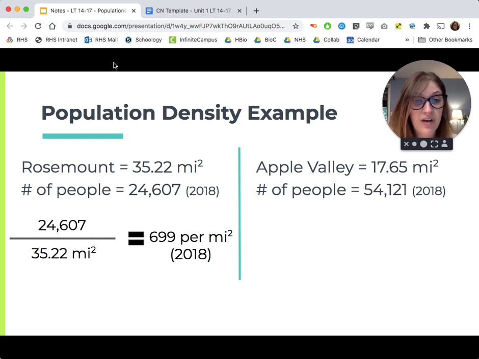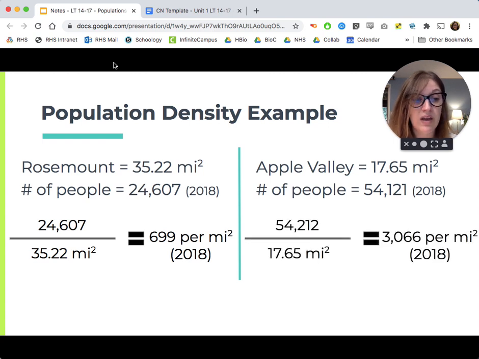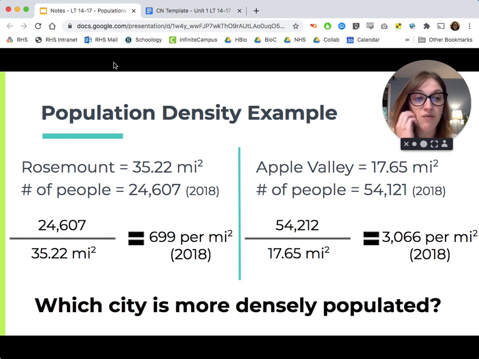Let's take a look at Apple Valley in comparison. Apple Valley is much smaller, it's less than 18 miles, and there were 54,000 people in 2018. So if you do the math, you can find that there were 3,066 people per mile squared. So the question you might ask, if you were a population ecologist or maybe an urban planner, is which city is more densely populated. Hopefully you recognize that Apple Valley is more densely populated in this example because there are more people per mile.